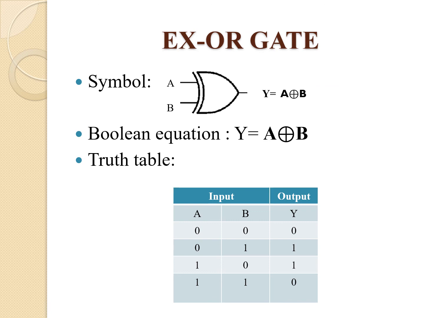Now the last gate is XOR gate. The symbol is shown here. The Boolean equation is Y is equal to A XOR B, and truth table you can see here. When both the inputs are 0, output is 0. Inputs are 0, 1, output is 1. Inputs are 1, 0, output is 1. And if A is equal to 1, B is equal to 1, output is 0.